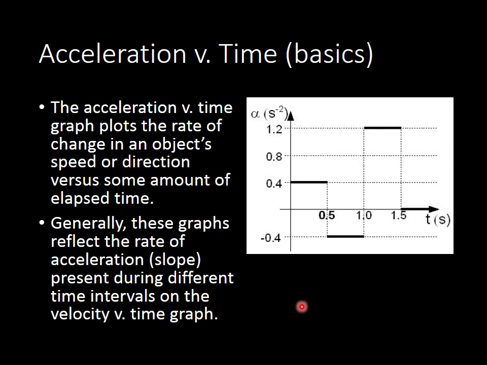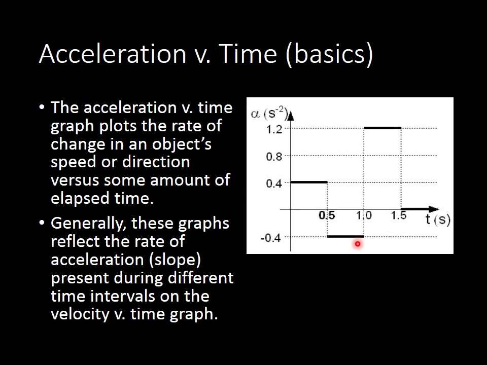All right, so let's start with just the basics of the graph. This is an acceleration versus time graph. Acceleration is over here on the y-axis, and time is over here on the x-axis. And what the acceleration versus time graph does is it plots the rate of change in the object's speed or direction versus some amount of elapsed time. So each one of these lines basically reflects some elapsed time that shows some constant level of acceleration.